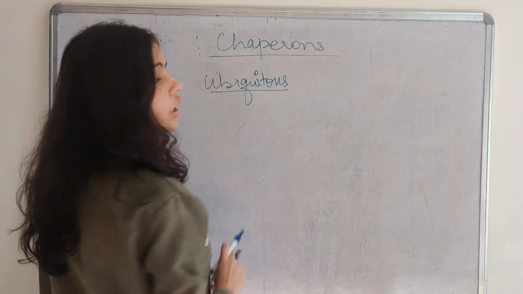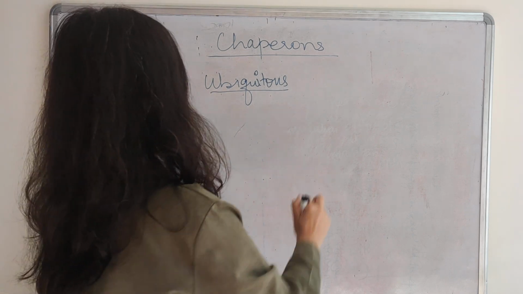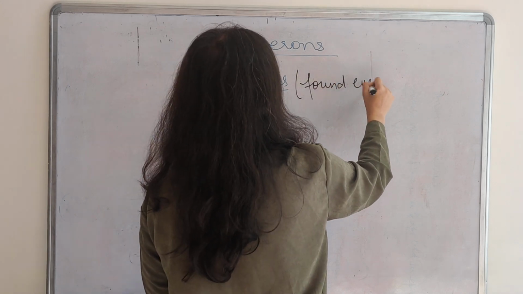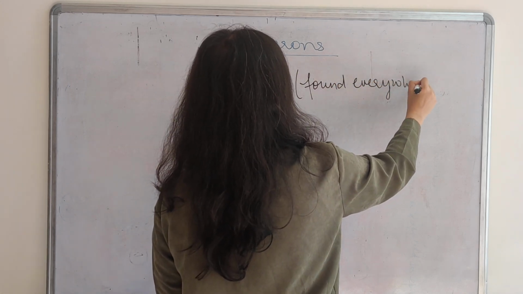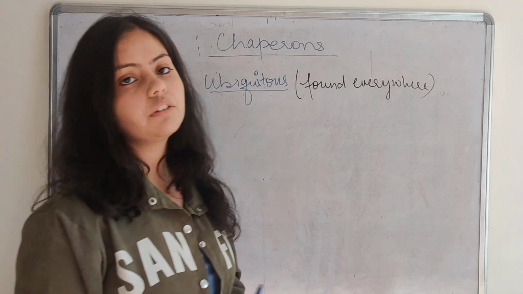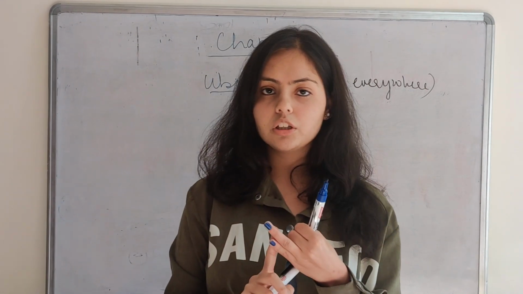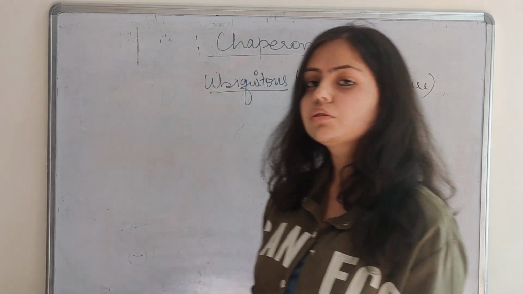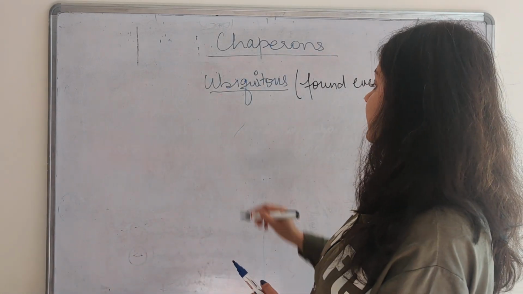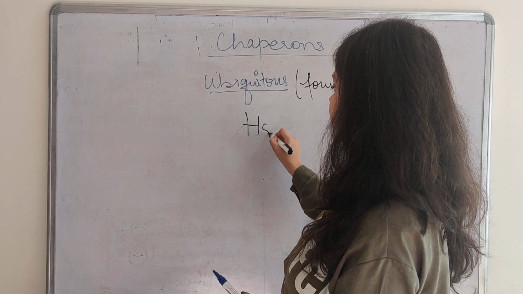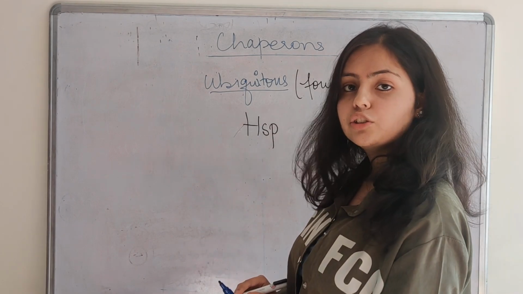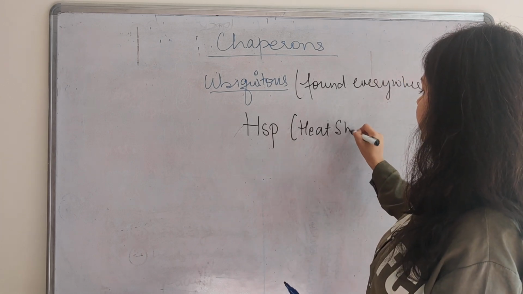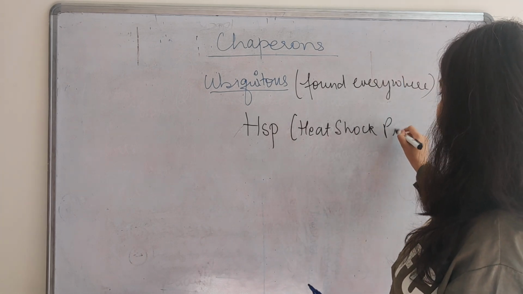Ubiquitous means found everywhere, that is, they are found in prokaryotes, eukaryotes and archaea. That is in every type of cell. So, chaperons may be classified as HSPs. HSP is heat shock protein.